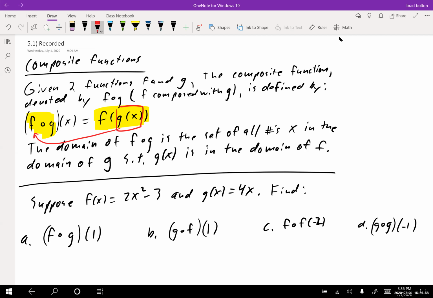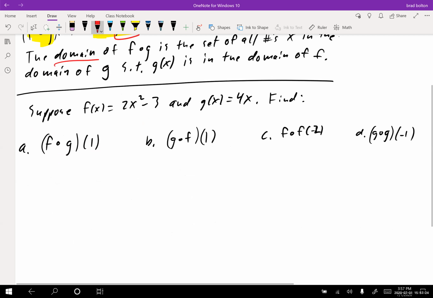It says the domain of the composition of f and g is the set of all numbers x in the domain of g such that g of x is in the domain of f. So basically it's warning you that you've got to be a little bit more careful. You can't just find the composition of functions and say there's the domain, because there are certain values of g that might not be in the domain of f. So you've got to be careful with that.